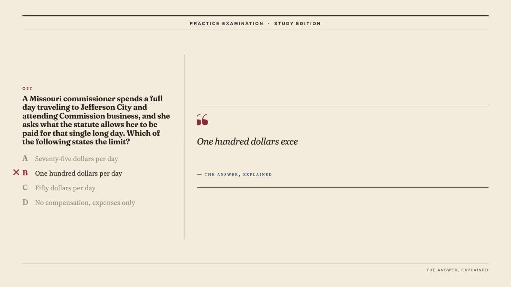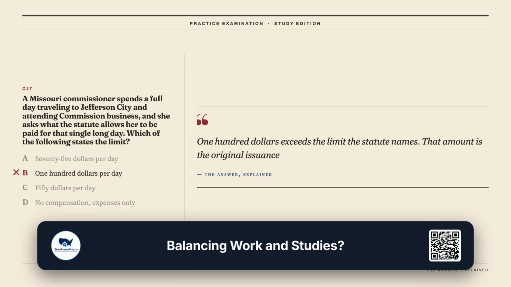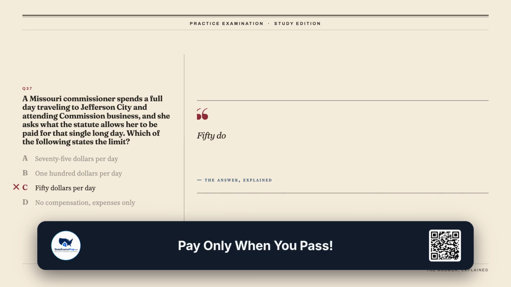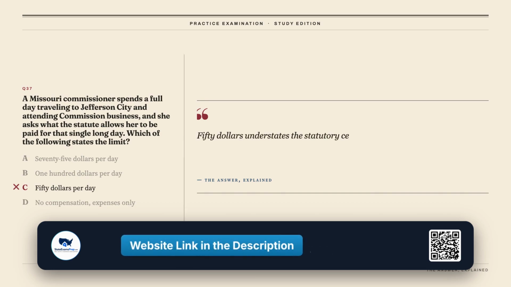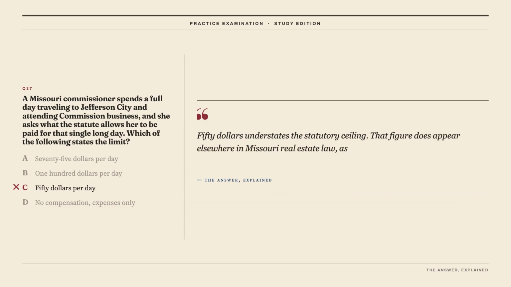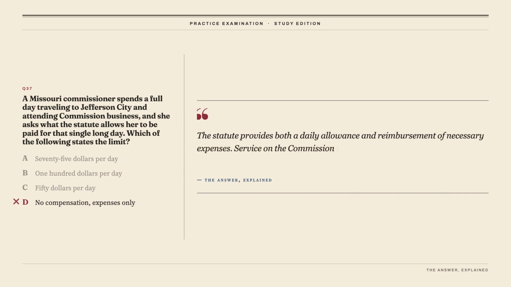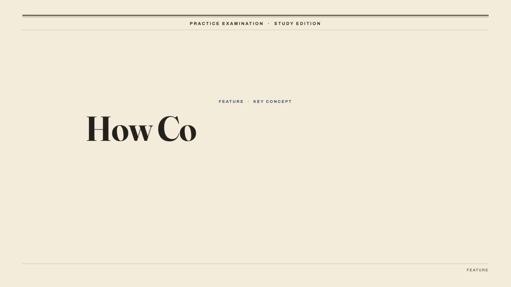B is wrong because $100 exceeds the limit the statute names. That amount is the original issuance fee for licenses in the broker family instead. C is wrong because $50 understates the statutory ceiling. That figure does appear elsewhere in Missouri real estate law as the monthly charge for a delinquent license renewal. D is wrong because the statute provides both a daily allowance and reimbursement of necessary expenses. Service on the commission is therefore compensated, though the daily figure is a modest one.